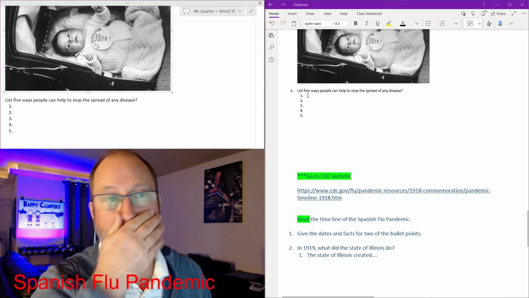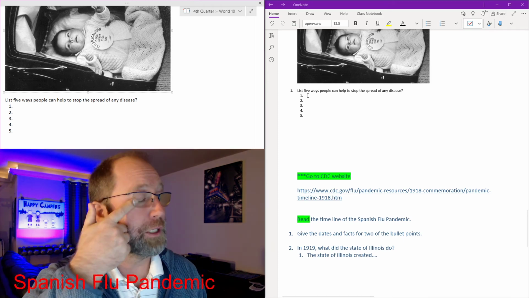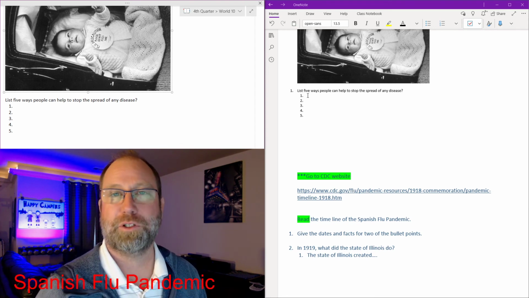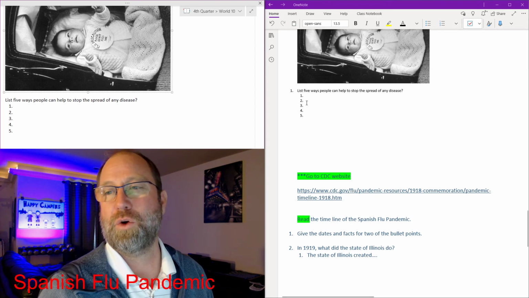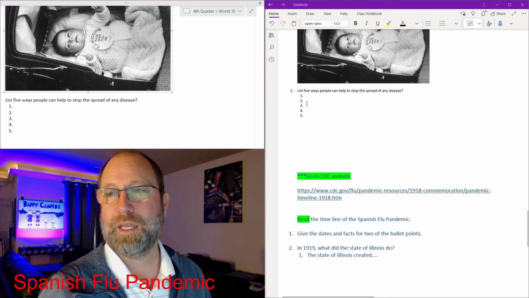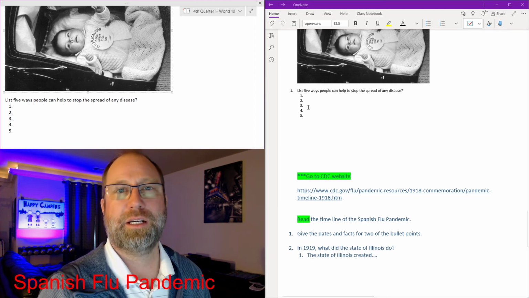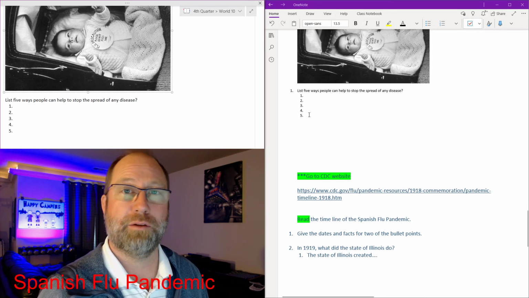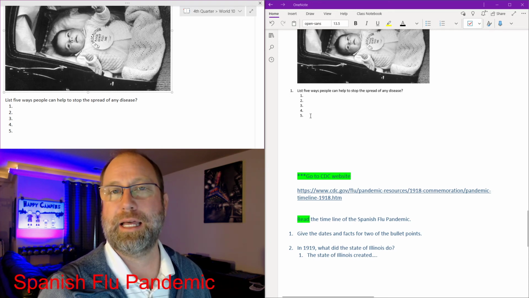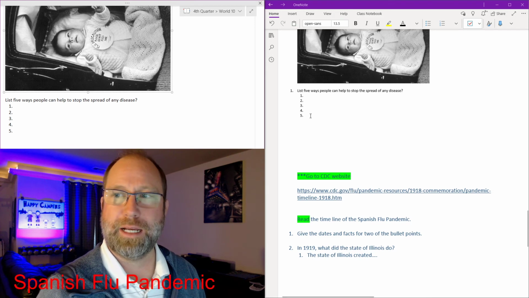So don't touch your nose, your eyes, or your mouth. It's another good way of not spreading diseases. Wash your hands frequently, use hand sanitizer. If you are sick, stay home. If you know of somebody else who is sick, try to avoid them as much as possible. I'm sure you can probably come up with one or two other ideas as well.